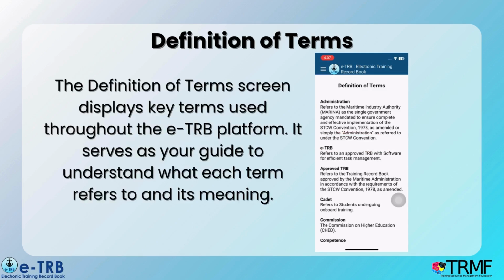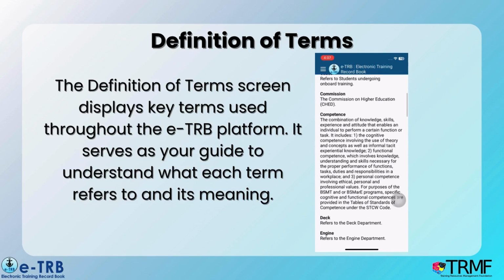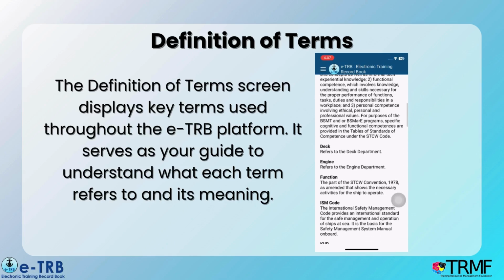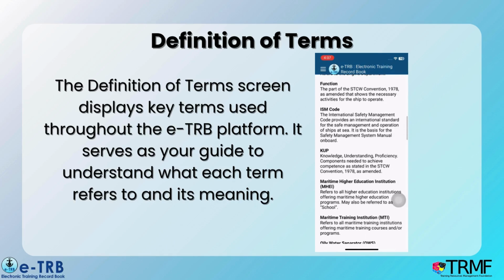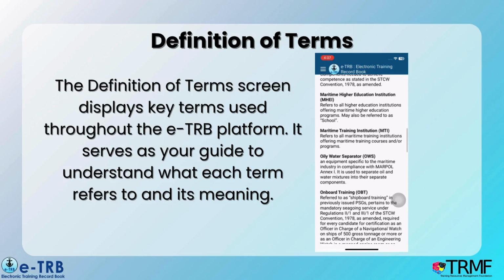The Definition of Terms screen displays key terms used throughout the e-TRB platform. It serves as your guide to understand what each term refers to and its meaning.